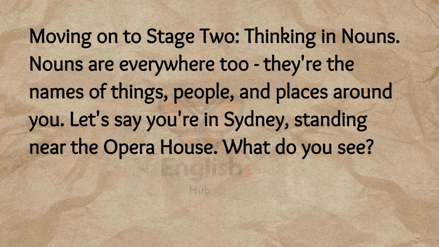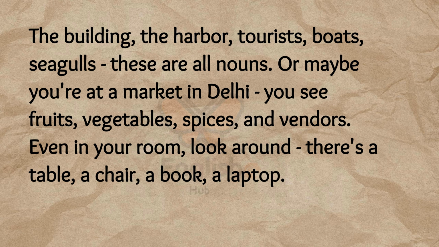Moving on to stage 2, thinking in nouns. Nouns are everywhere too. They're the names of things, people, and places around you. Let's say you're in Sydney, standing near the Opera House. What do you see? The building, the harbor, tourists, boats, seagulls. These are all nouns. Or maybe you're at a market in Delhi. You see fruits, vegetables, spices, and vendors.